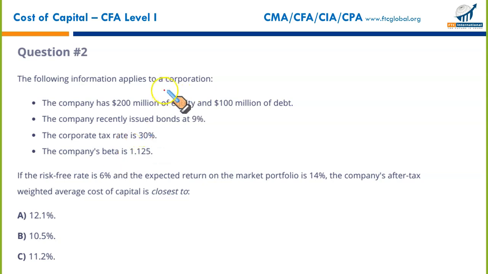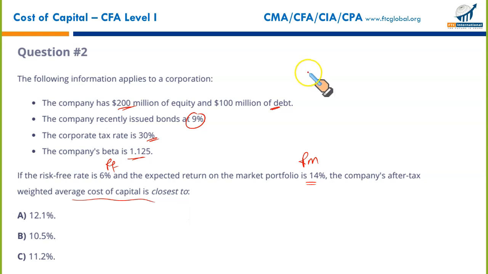The following information applies to a corporation. The company has 200 million of equity and 100 million of debt. The company recently issued bonds at 9%. The corporation tax rate is 30%. The company's beta is 1.125. What are we required to do? If the risk-free rate is 6% and the expected return on the market portfolio is 14%, calculate the company's after-tax weighted average cost of capital.